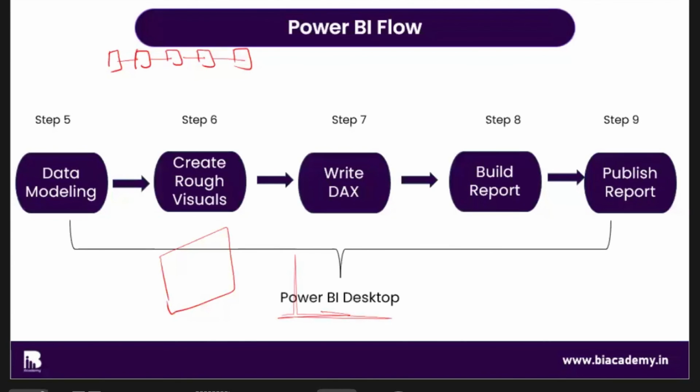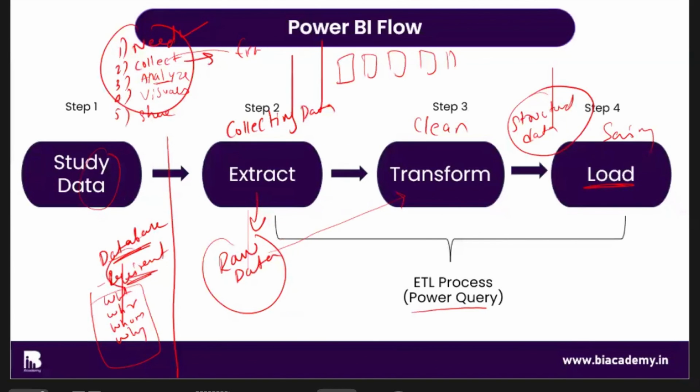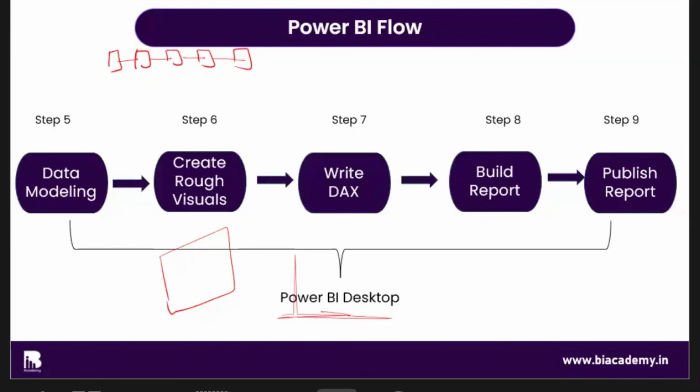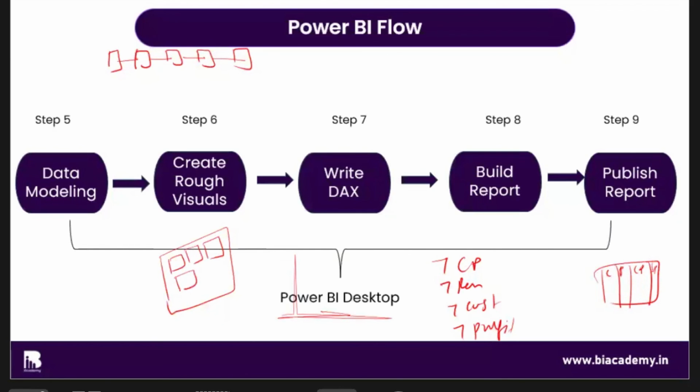First benefit. The second benefit of creating a rough visual is, suppose in step 1 we have a requirement, and the requirement was to find total cost price, total revenue, total customer and total profit. So this is the requirement of the client. Now in my table, I have customer ka data, I have product ka data, I have cost price, I have selling price. So I can create total cost price, I can create total revenue, I can create total customer, but I can't create total profit. Why? Because total profit does not exist in our table.